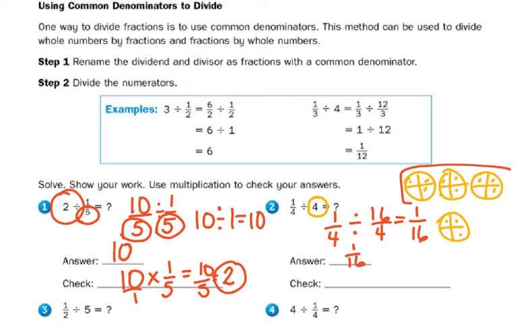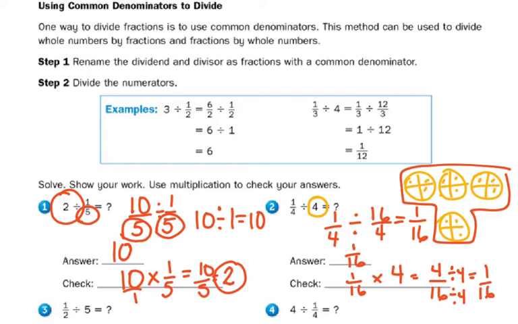It's still fourths. We haven't changed the fourths. How do I check that? Take the answer, 1/16 times 4 whole circles gives me 4/16, which is the same, if I divide a common factor of 4 out, as 1/16.